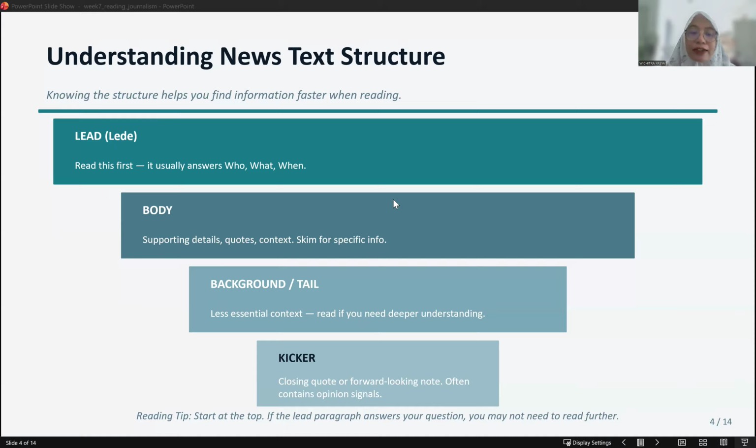The third part is the background or detail. This is the less essential context. You can read it if you need deeper understanding. And the last part is the kicker. This is the closing quote or forward-looking note. It often contains opinion signals.